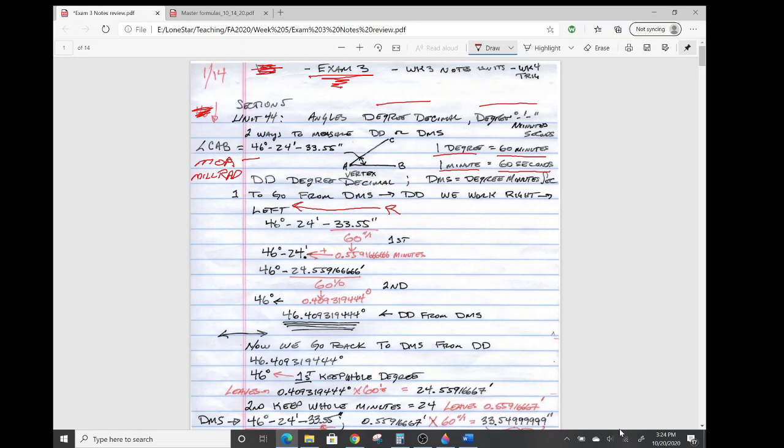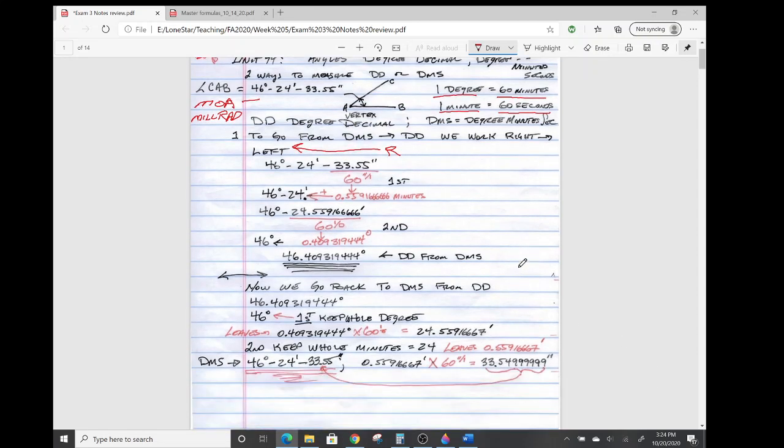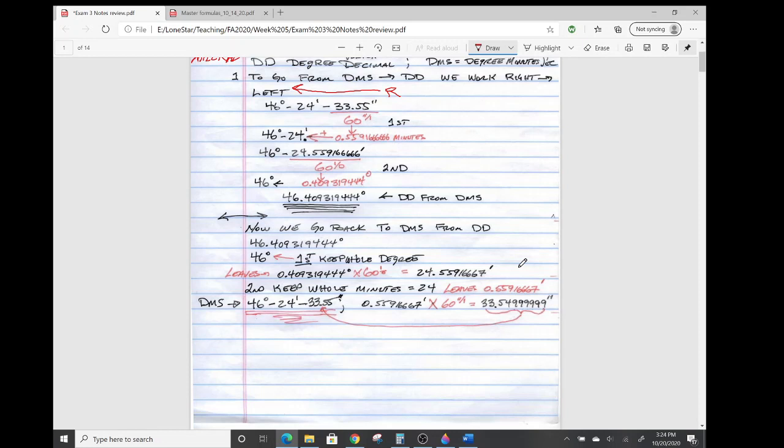So we've solved that problem. We went from degrees, minutes, and seconds to decimal degrees. Now we want to go back. Let's say we were given decimal degrees and we want to go to degrees, minutes, and seconds. Now you're going to work from left to right. You're going to leave the whole degree alone, strip it out, so you've got 46 degrees. The 0.409319444 degrees is a fractional degree. You're going to keep the whole degree.